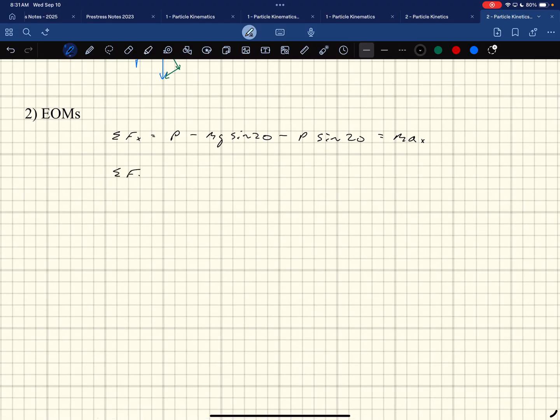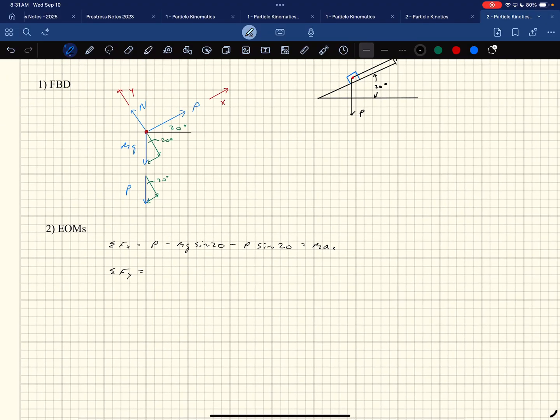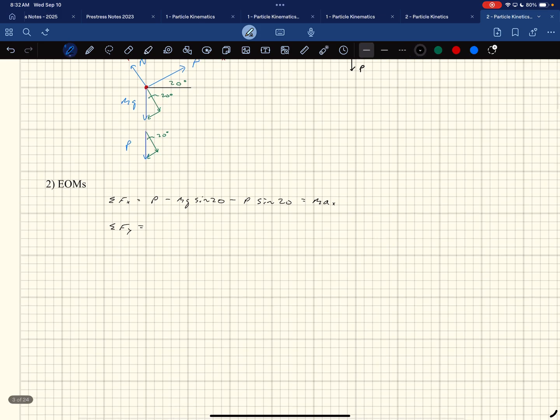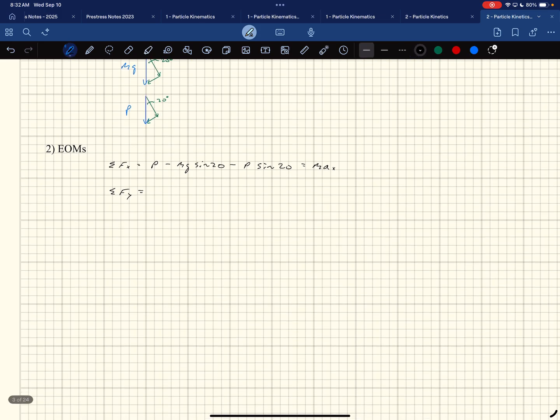Sum of the forces in the y direction is equal to, so we come up here and say, what's acting in the y direction? Well, I got this normal force right here. I've got this component of mass times gravity, and I got this component of my P force. That's it. Those three forces. Right? No other forces acting on it. So that's why I just write those down. I got P minus mg cosine of 20.